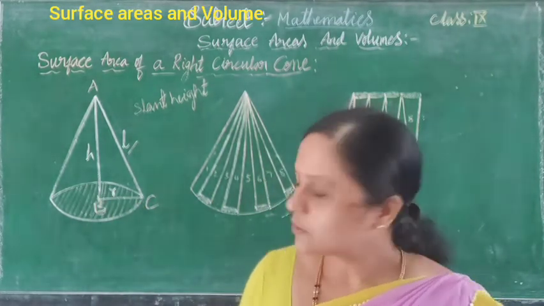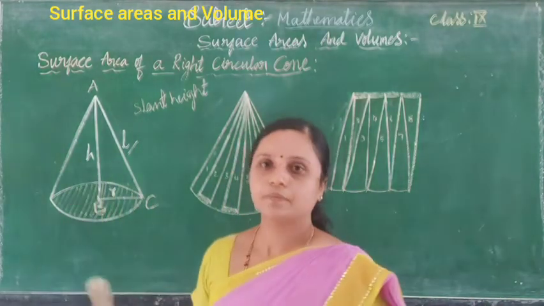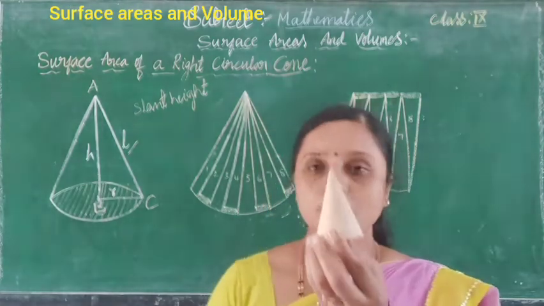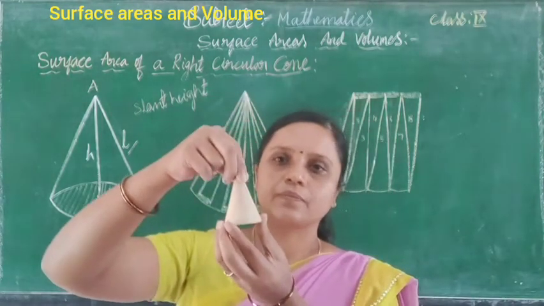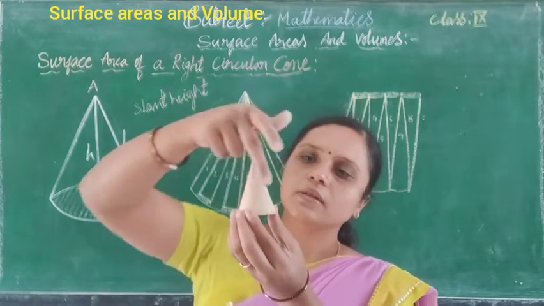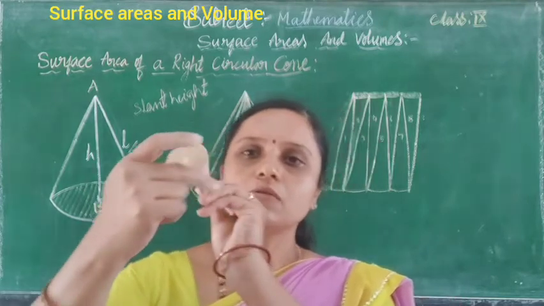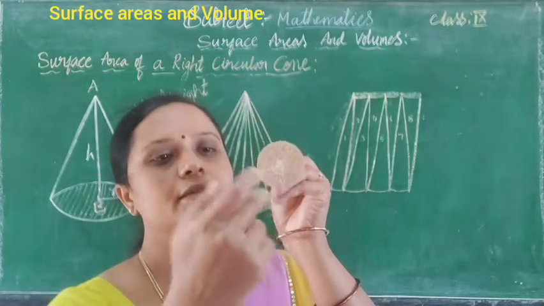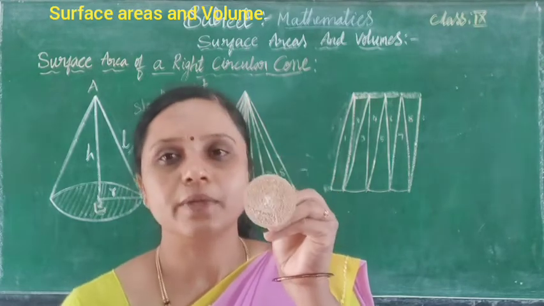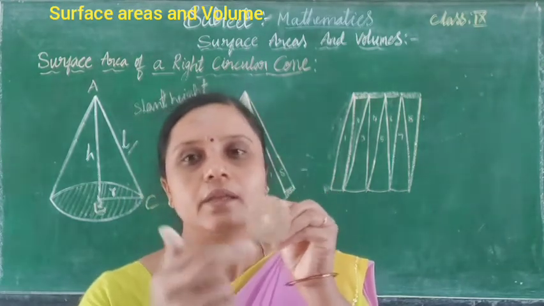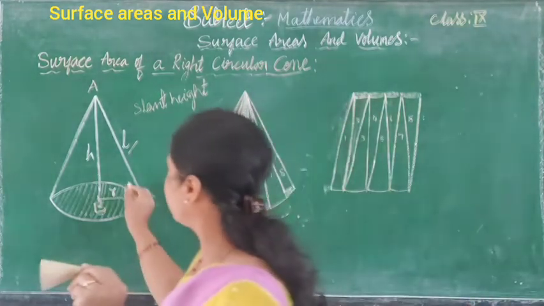Suppose I want to find the surface area of this cone. You can see this object. In this object there are two surfaces. This is the cone, which is one surface, and this is another surface, which looks like a circle. So it has a circular base. Therefore, what will the area of the circle be?